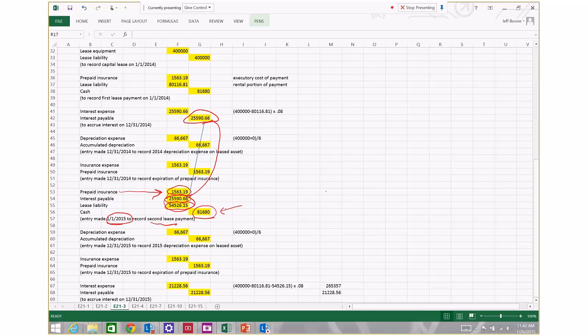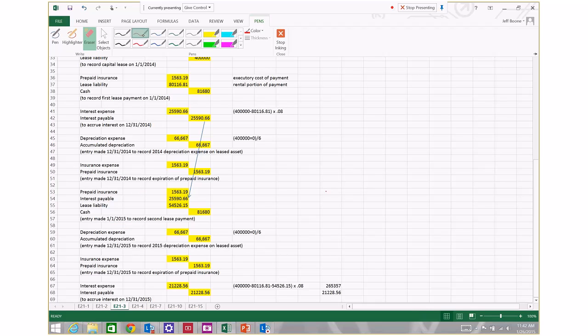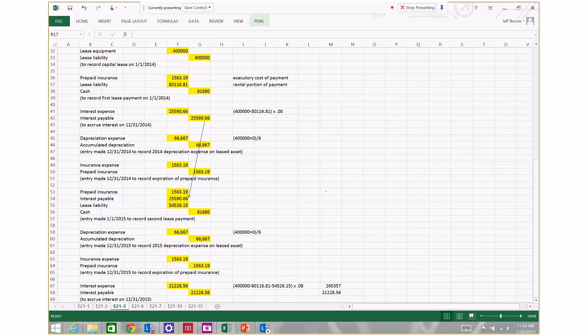So there's the entry that we're going to make in order to record the second lease payment on January 1st, 2015. Debit prepaid insurance $15,633.19, debit interest payable and debit lease liability for $54,526.15, with an offsetting credit to cash for the amount of the payment that was made.